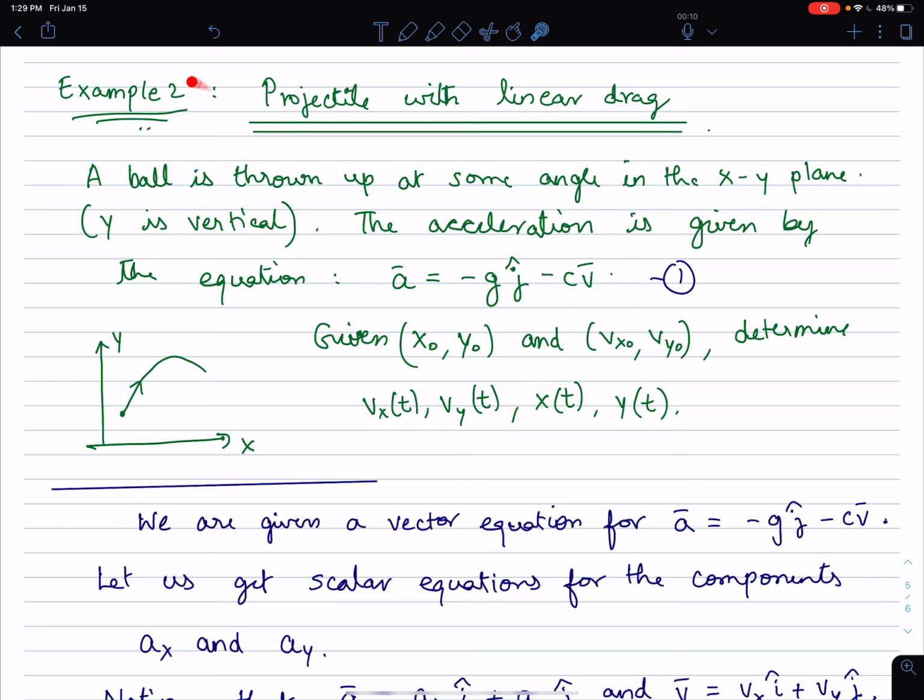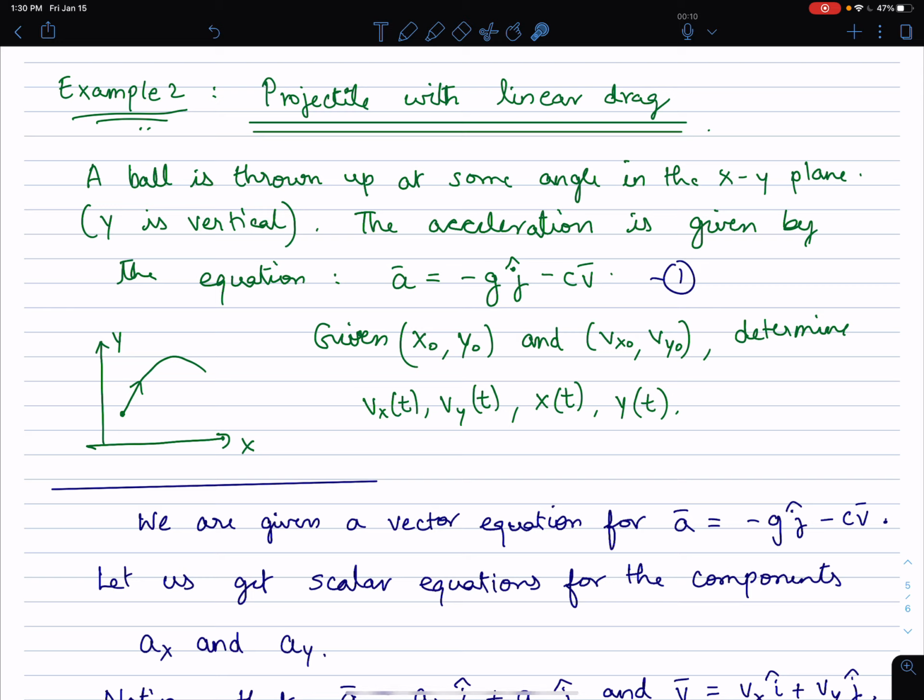So here's another example now of a projectile, but with linear drag. Previously we looked at a projectile with no drag, just a classic projectile problem. But now let's say that there is some resistance due to the fluid through which the ball is traveling, but we assume what's called linear drag. Let me read out the problem.